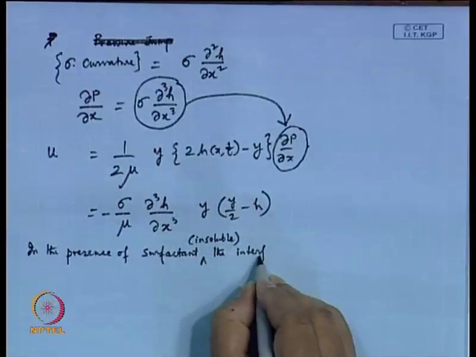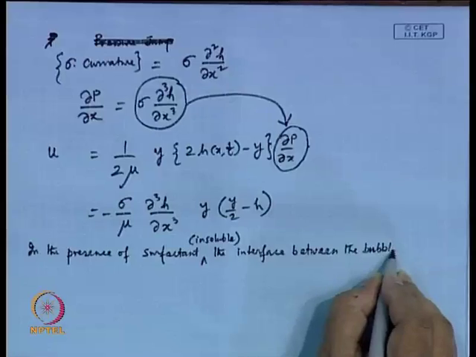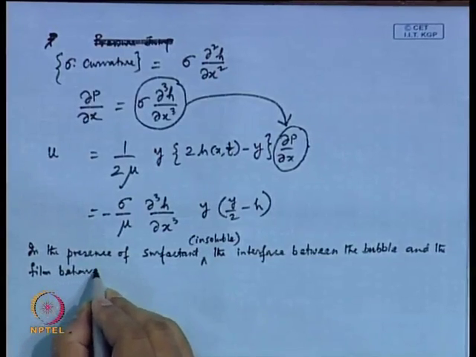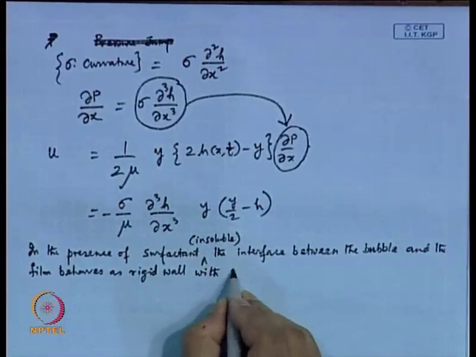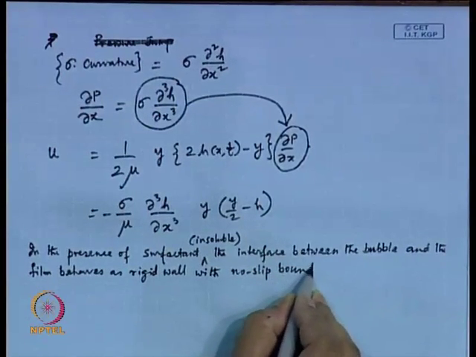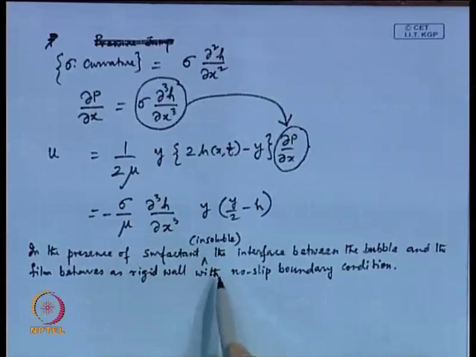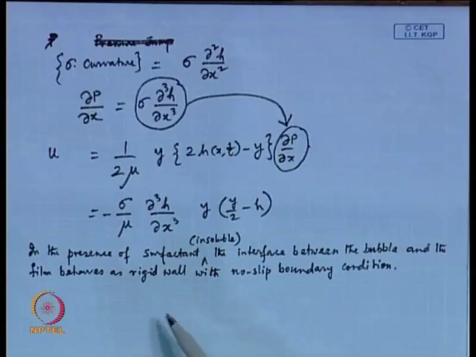In the presence of surfactant, the interface between the bubble and the film behaves as a rigid wall with no slip boundary condition. When there are surfactant molecules, they have their own alignments: they have head, they have tail, and they will align in a certain manner. So, in the presence of surfactant, the interface between the bubble and the film behaves as a rigid wall with no slip boundary condition.